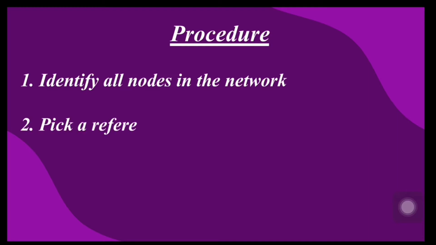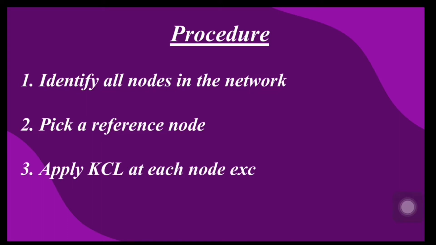Then, select a node as the reference node and label the remaining nodes as V1, V2, V3, etc. It is better to select the node with the maximum number of connections as the reference node. It will help us to simplify the mathematical analysis. After that, we are supposed to apply KCL at each node except at the reference node.